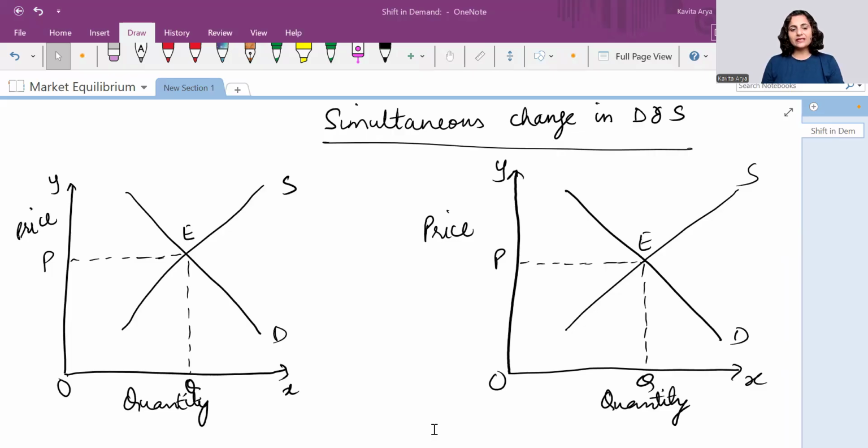After doing the market equilibrium, understanding how changes in one of the forces impact demand and supply, today's turn is to understand how the simultaneous change in demand as well as supply would impact the prices and quantity, which actually is closer to the real life situation. Because in real lives, we see demand as well as supply, both of them change together.